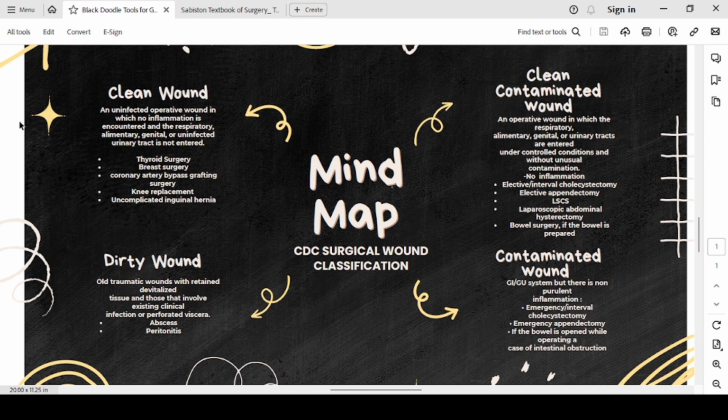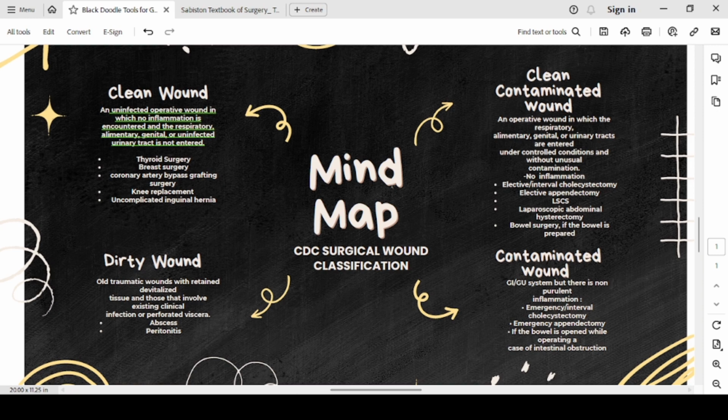A clean wound is a clean incised wound. According to Sebastian, it is an uninfected operative wound in which no inflammation is encountered and the respiratory, alimentary, genital, or uninfected urinary tract is not entered. So, this is just a clean incised wound. It is not infected, there is no inflammation. Some examples I can give you are thyroid surgery, breast surgery, coronary artery bypass grafting surgery, knee replacement, and uncomplicated inguinal hernia.